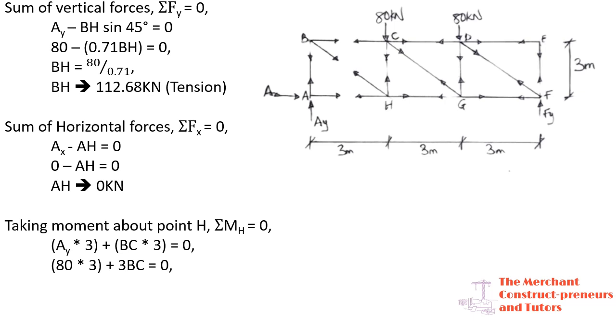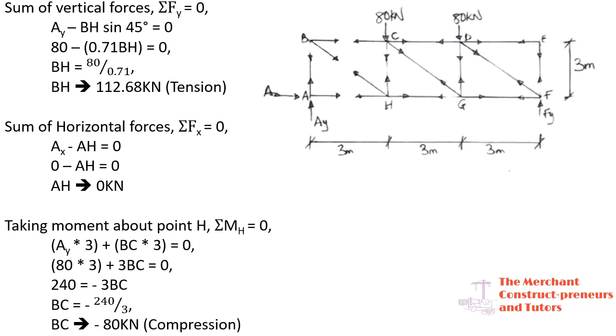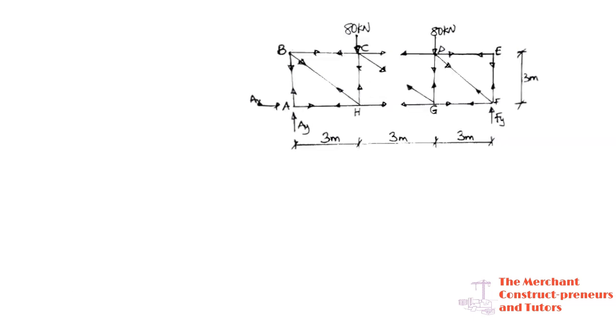So take moment about point H. We have this AY multiplied by 3. Then we have BC multiplied by 3, this height. Can you see it? So that's the reason why we have this. So when you do your mathematical computation, BC is 80 kilonewton compression member. Hope you understood this. Okay, we'll move over to the next section so you understand it better.